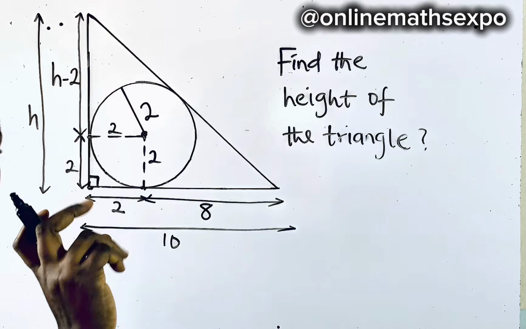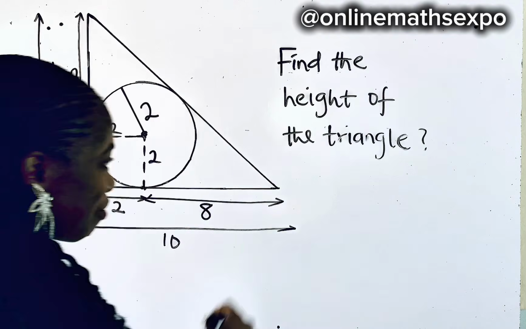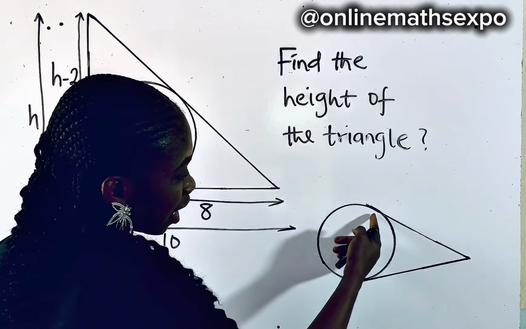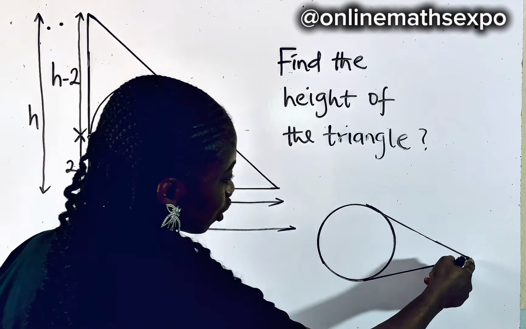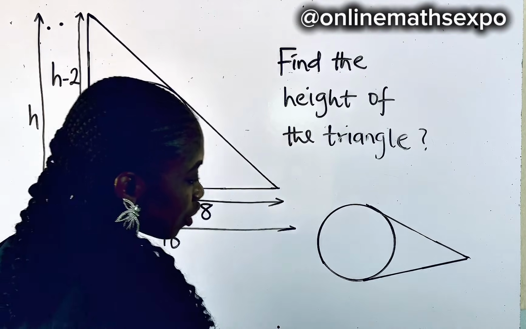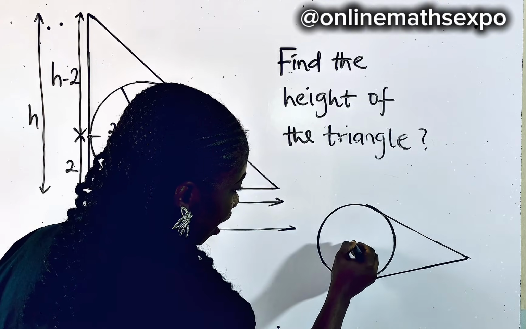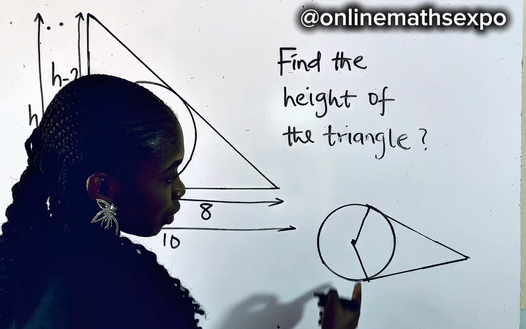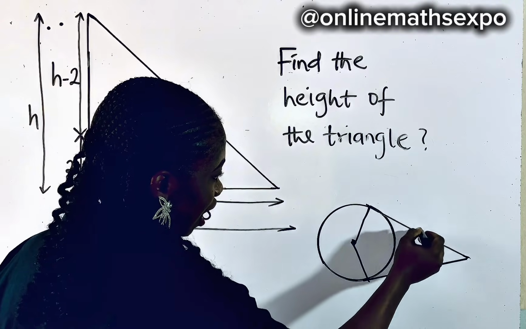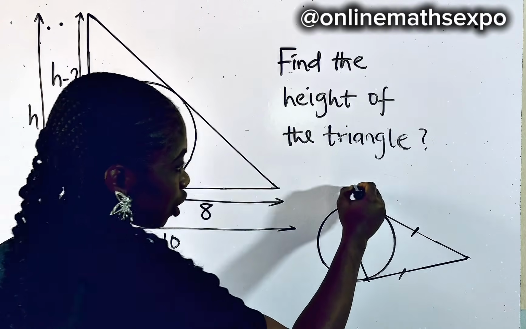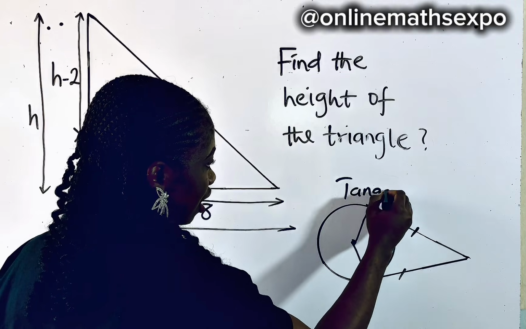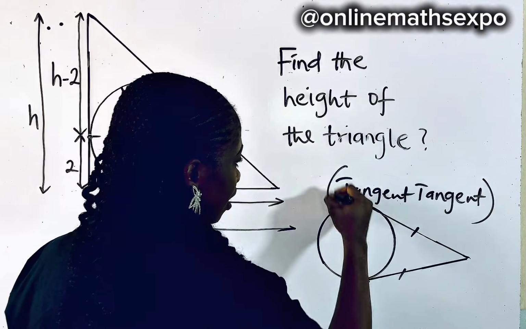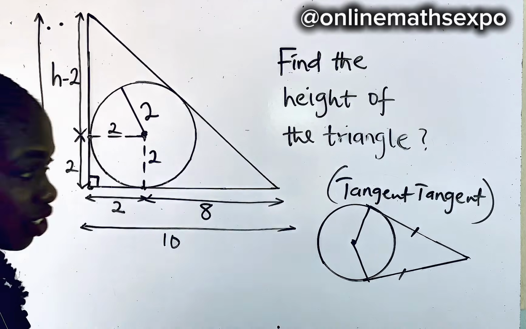At this point, remember this theorem. Let me remind you of that. This is a circle drawn, and these are the tangents touching each other at this point. If this is the center, this is your radius, and this is also your radius. We said that these two tangents are equal to each other. We call this the tangent-tangent theorem. Now, how will this help us in answering this question?